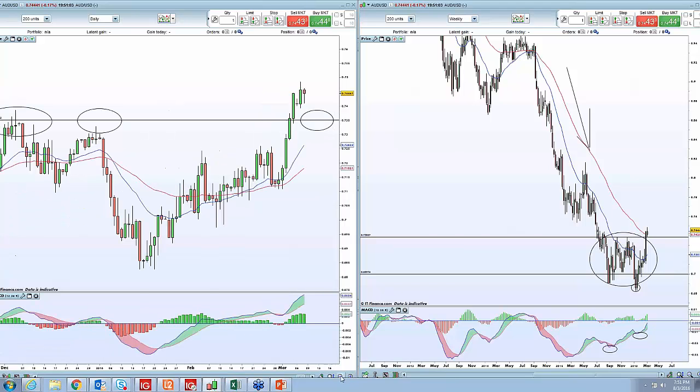Look at the daily chart. It's making a series of higher highs and higher lows. Definitely bullish, but I'm not that keen to buy right now. I'd rather let it retrace a bit more.